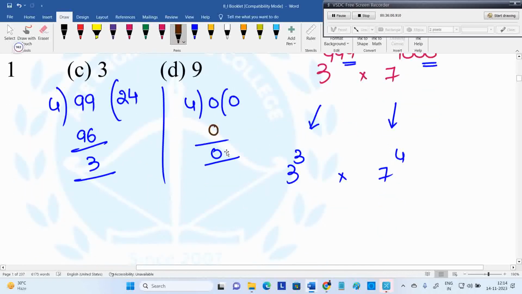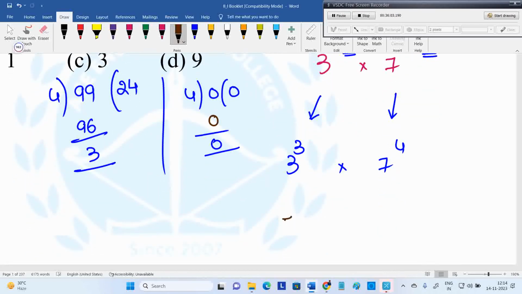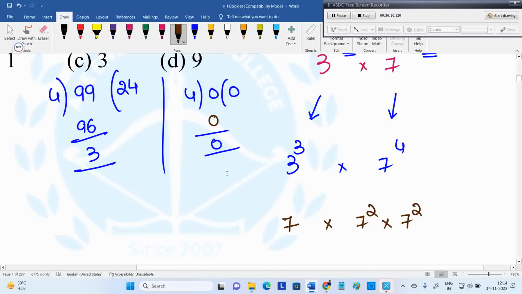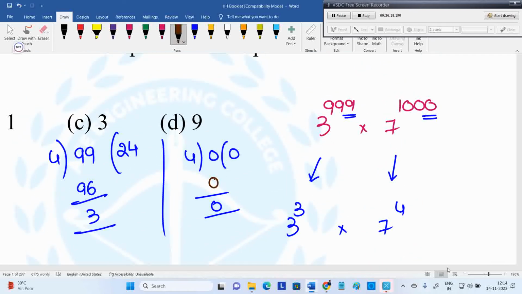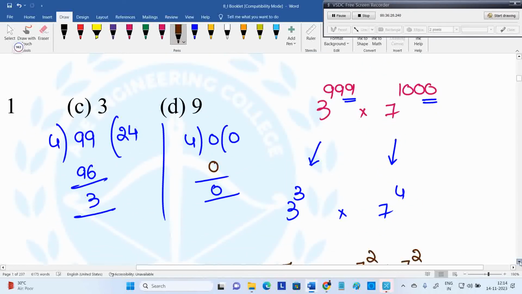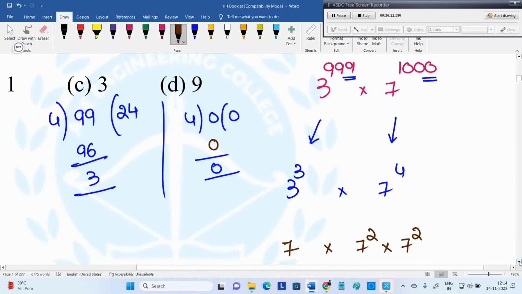3 power 3, 27, right? Only units place 7. Sir, 7 power 4, I don't know. 7 power 4 is 2401, if I'm not wrong. But still, fine. If you don't know, write it like 7 square into 7 square. No issues. Don't take too much things into your mind. You can write 7 square into 7 square.